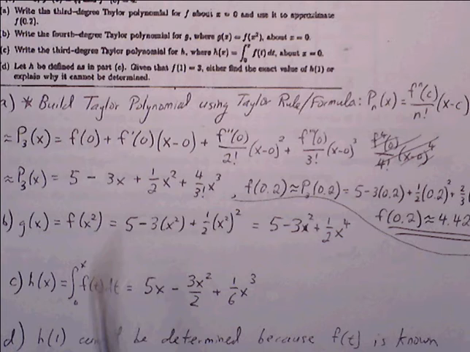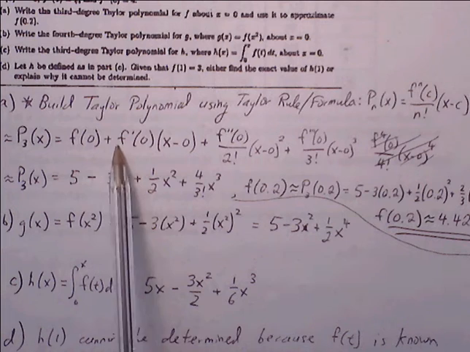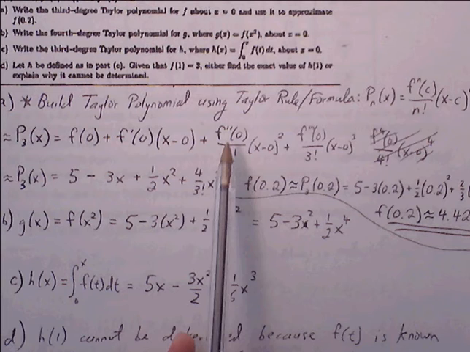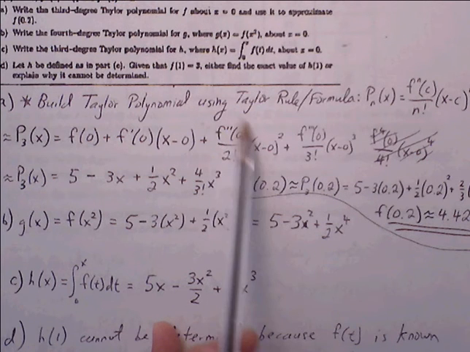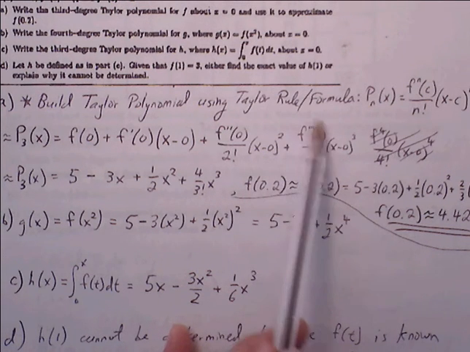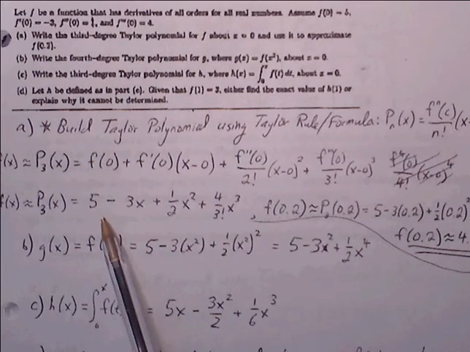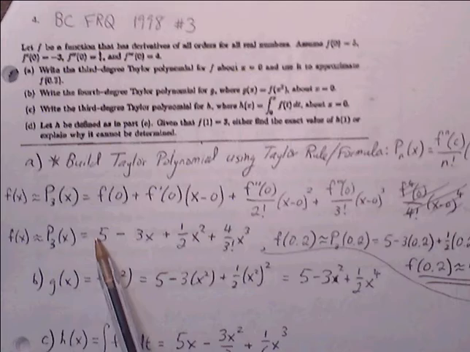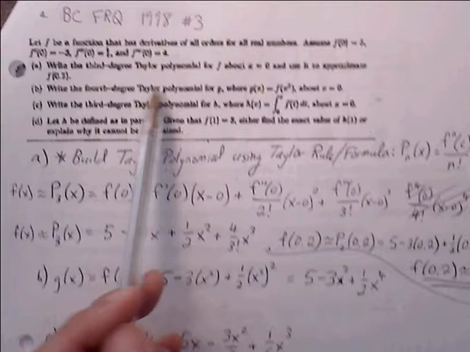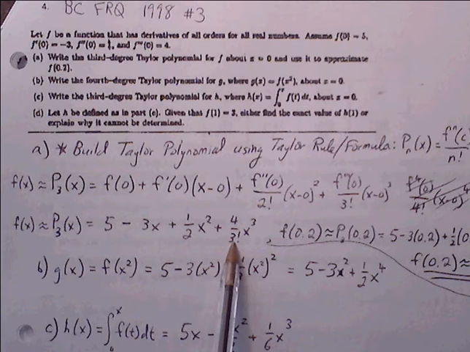And so the first two terms is just going to be the tangent line equation, so f of 0 plus f prime of 0 times x minus 0, and then we can start building the rest of our Taylor polynomial. So the second derivative evaluated at 0 over 2 factorial times x minus 0 squared. The third derivative evaluated at 0 over 3 factorial times x minus 0 cubed. And now, once we replace all the values with what's given to us in the beginning of the problem, we get 5 minus 3x plus 1/2 x squared plus 4 over 3 factorial x cubed.